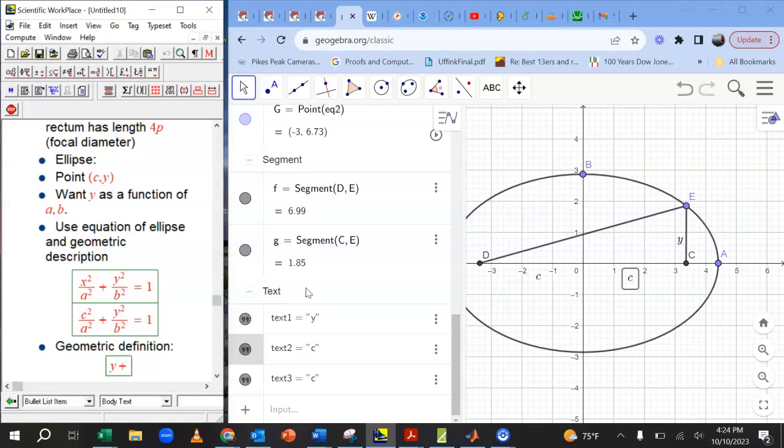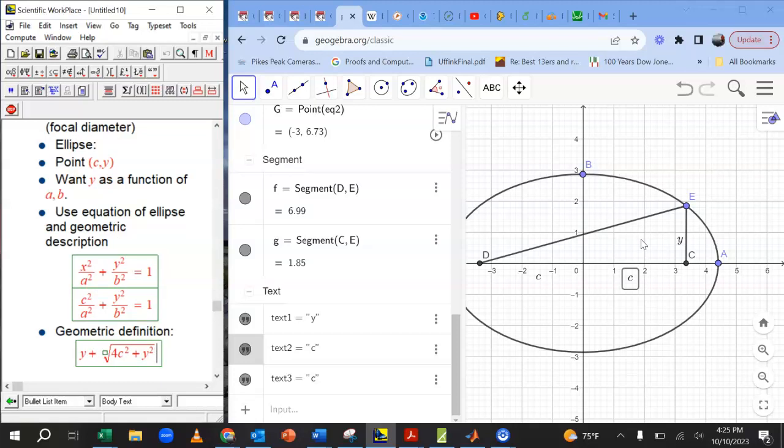The distance from E to D, because this is a right triangle, we can figure that out. It's the square root of the leg here, which is just 2c, the quantity 2c squared, so that's 4c squared, and then plus y squared. That should all equal 2a.